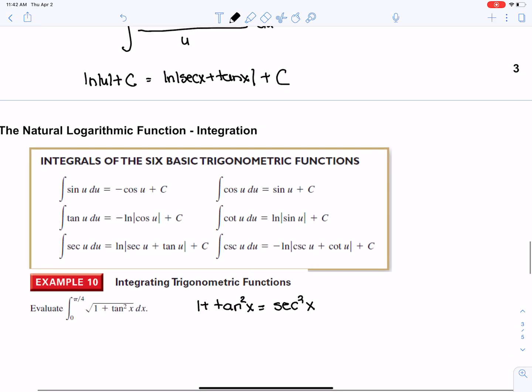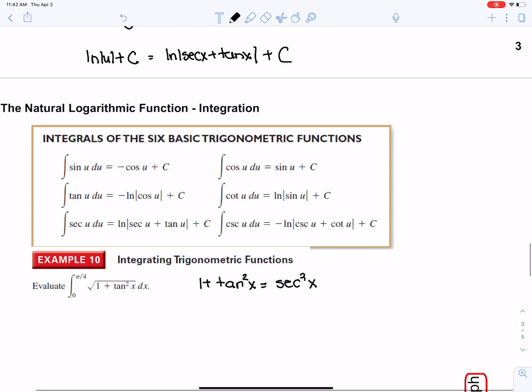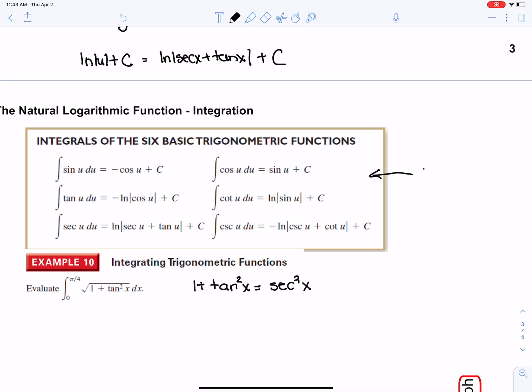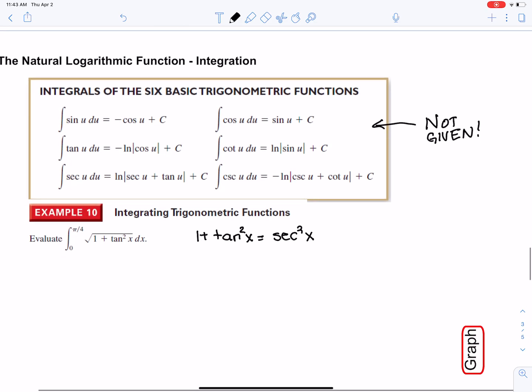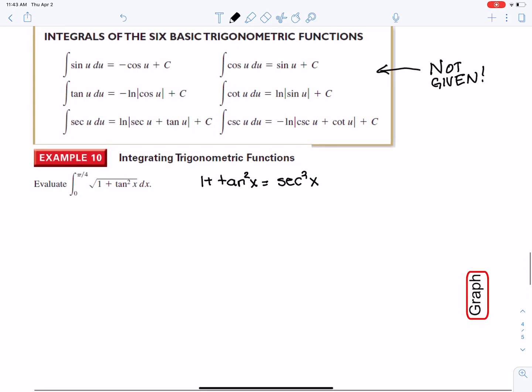Now they give us here in this table the integrals of the 6 main formulas. You won't be given these on a test, so it's better to just know how to do them when you need to. So not given. Depending on if you go to engineering or not, sometimes they will give you a data sheet, but if you're in the regular Math 265 or an equivalent of that, you won't be given this as a formula sheet.